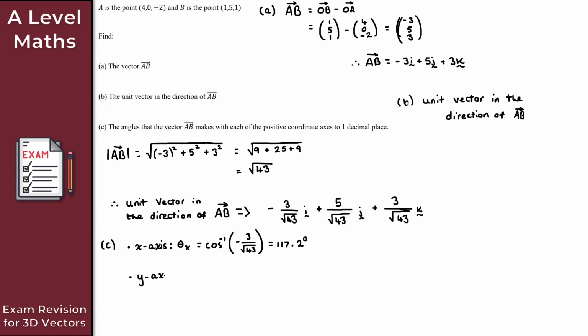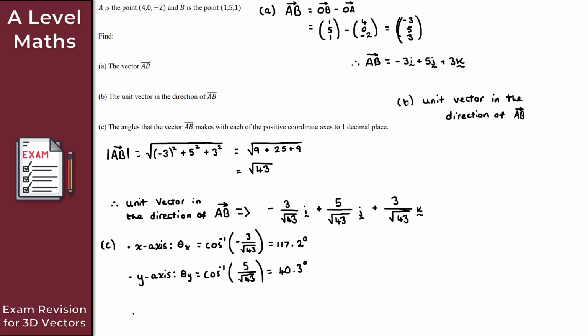So for the y-axis here then, in a similar fashion, we denote this as theta of y. And again, all we do here is we take cos inverse, but this time now, we take cos inverse of this value here, the coefficient of our unit vector j. So cos inverse of 5 all over root 43, like so. And what this gives us here then, you just put this into your calculator, is 40.3 degrees. We get 40.3 degrees there, like so.